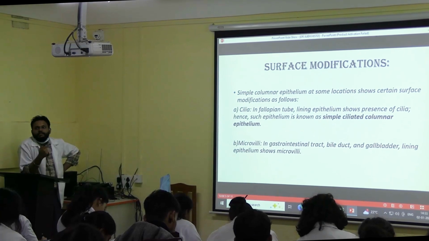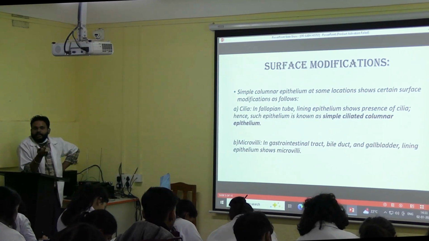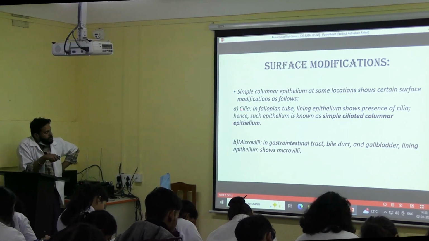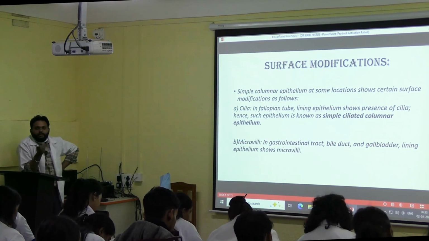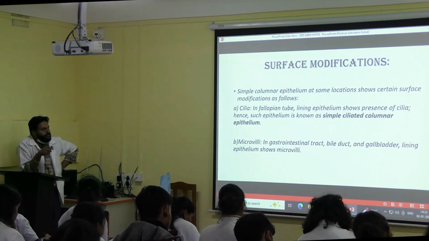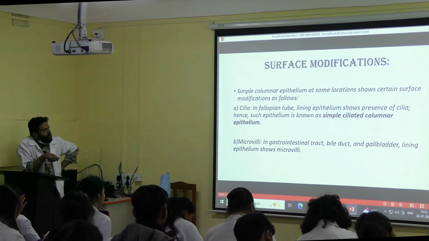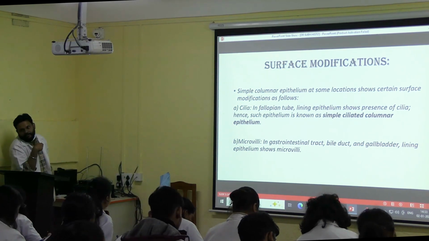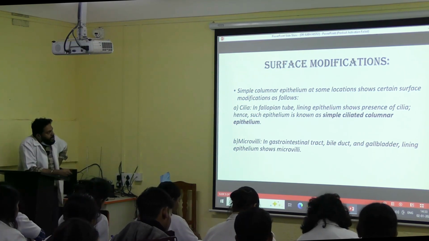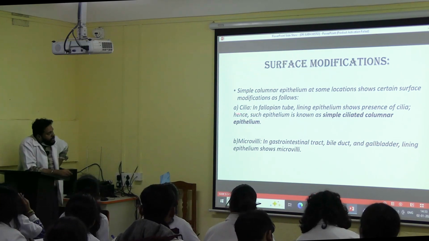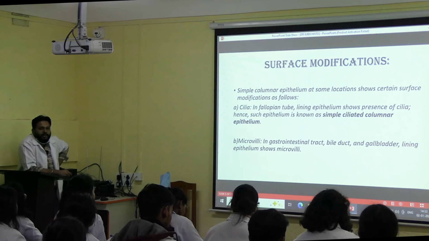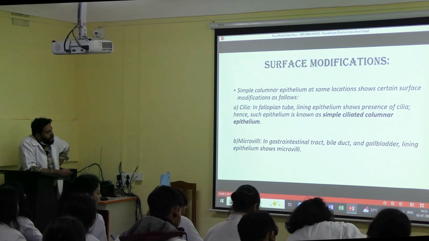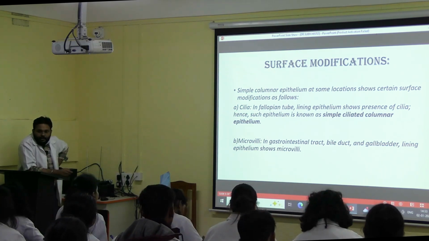At some locations, the columnar epithelium contains cilia. What is cilia? There is hair-like projection. ठीक है? Some places it contains cilia और कुछ जगह पर होता है there are microvilli. Okay? So when it contains cilia, look at me. When it contains cilia, it is known as simple ciliated columnar epithelium.